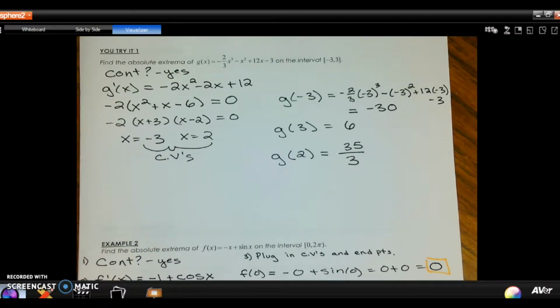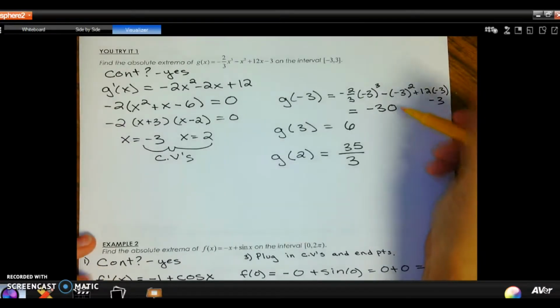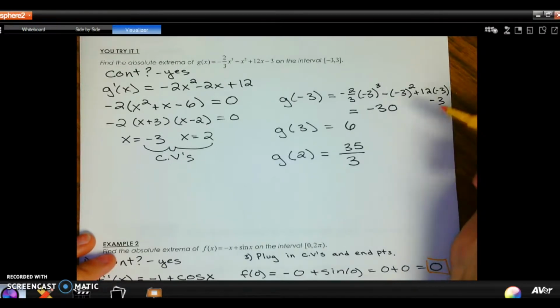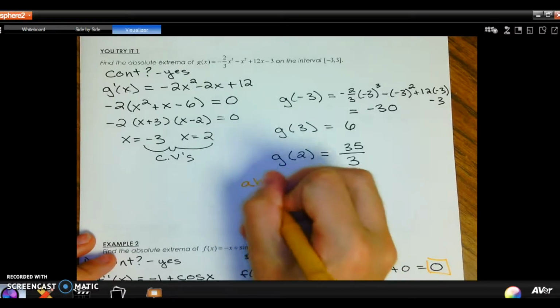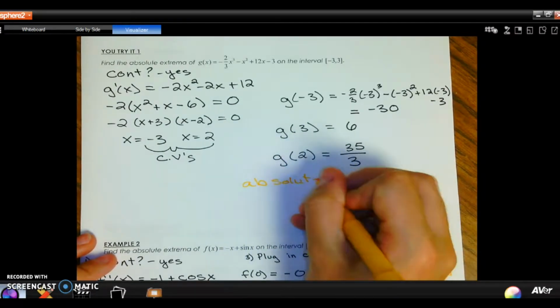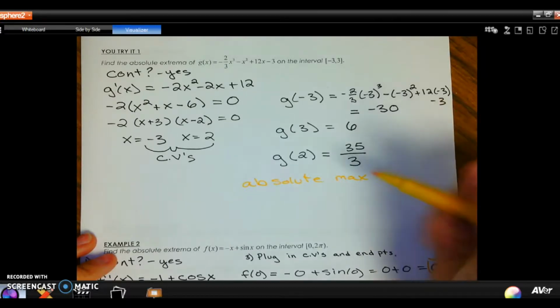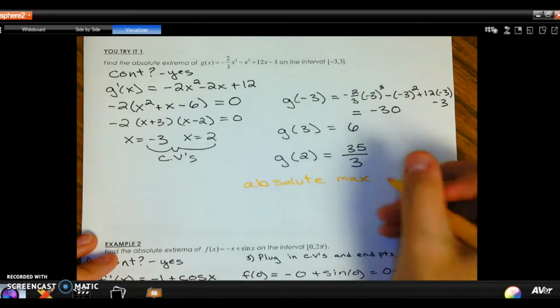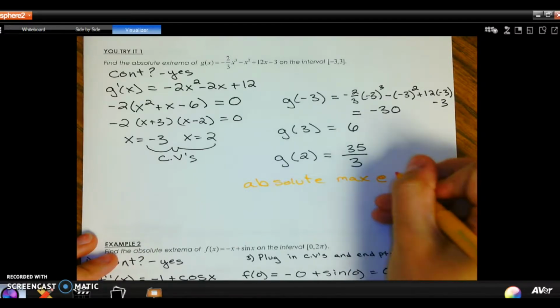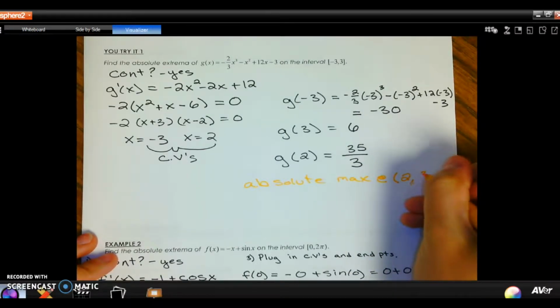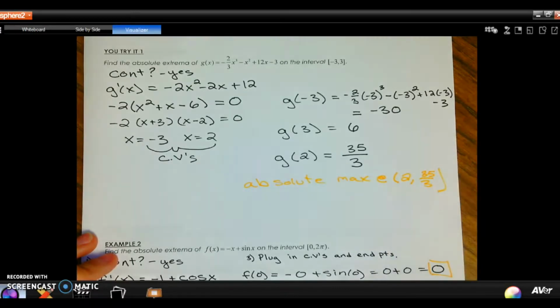So now comes kind of the conclusion. How do I take this and turn it into an answer? So these are all outputs. They're y values. So my extrema is going to be the highest one numerically and the lowest one numerically. So I would conclude here that there is an absolute max. So the largest of those values is here, okay? So that's going to be my absolute maximum, 35 thirds, but the absolute maximum is at the point 2, 35 thirds, okay?